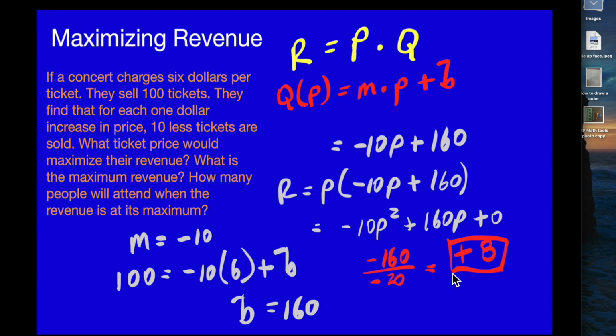And then to go ahead and get the number of people, we would plug this in for the price, and I'm sorry, this should be a p. We would plug this in for the price, and if we plug in p equals 8, we will see that the quantity is going to be -80 plus 160, or 80. And then if we wanted to do the revenue, we would just plug in P equals 8 here to get the revenue. We would get 8 times 80, or 640, which are the exact values that we got doing it the other way.